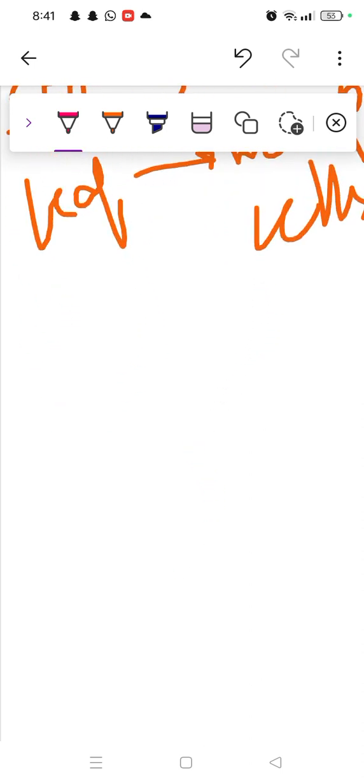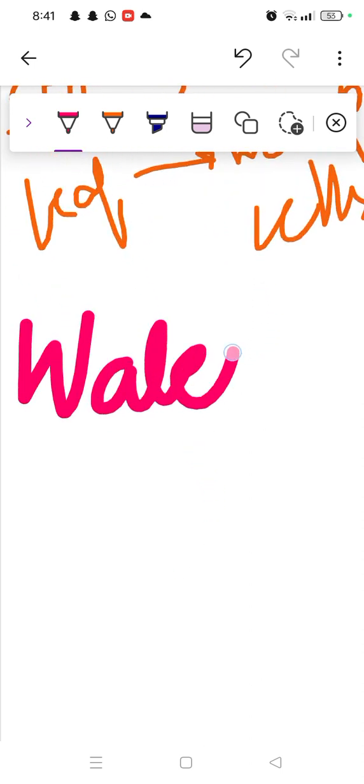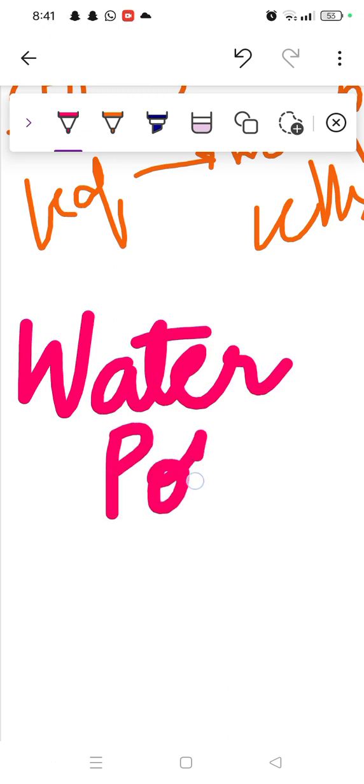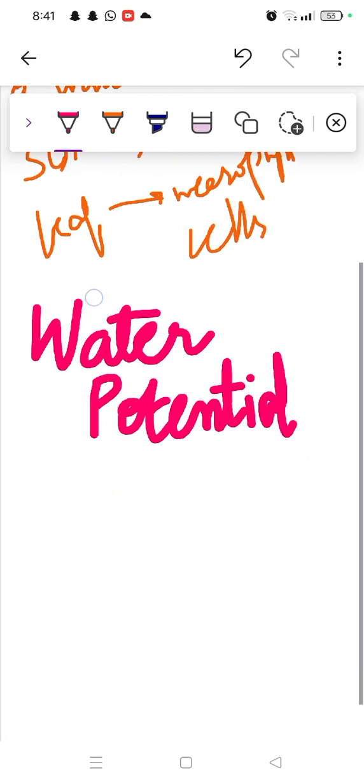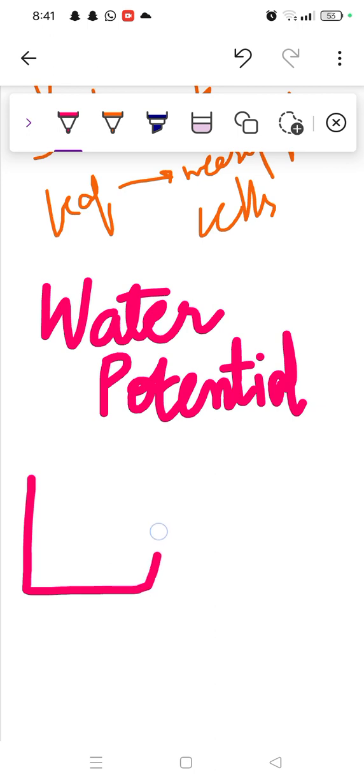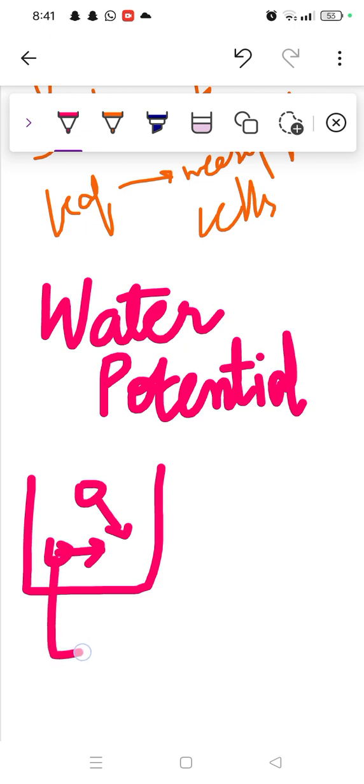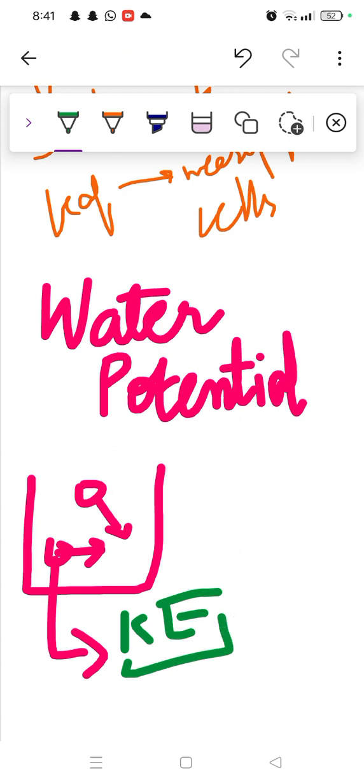So today in this video we will be going with the water potential. In easy words I will try to make you understand. So let's start. First thing, if you see a simple container and you see molecules, these are molecules which have kinetic energy. Of course water molecules sometimes move, and that is because they have kinetic energy. Kinetic energy is the energy of motion.